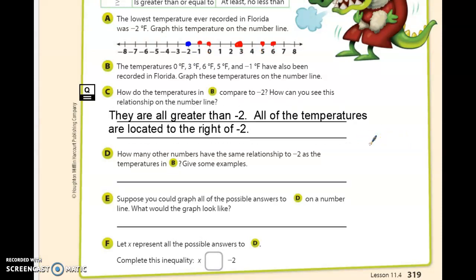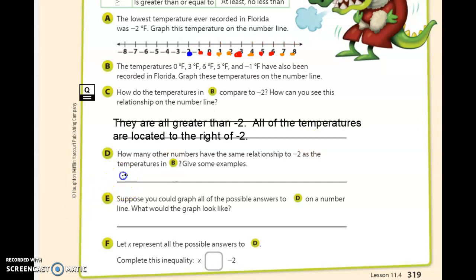Part D. How many other numbers have the same relationship to -2 as the temperatures in B? Give some examples. So it's asking us how many other numbers share this, that they're all greater than -2, all temperatures located to the right. Well, just looking at our graph, I can see quite a few numbers that would share that relationship, like 1, 2, 4, 7, 8. I know if I continue my number line, 9 and 10 and 100 and 1,000 and forever and ever, right? Numbers are infinite. I can always add another number.